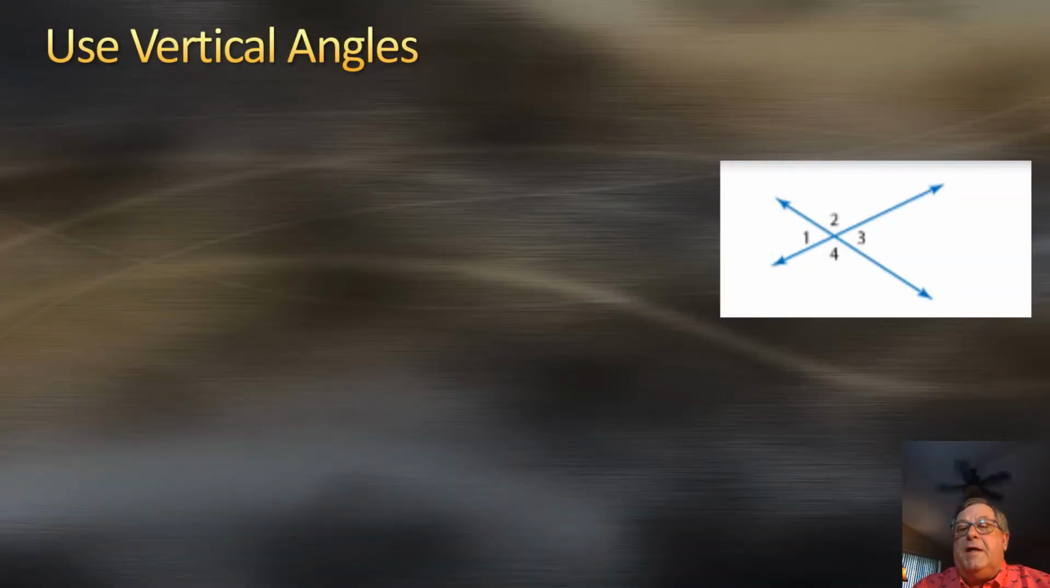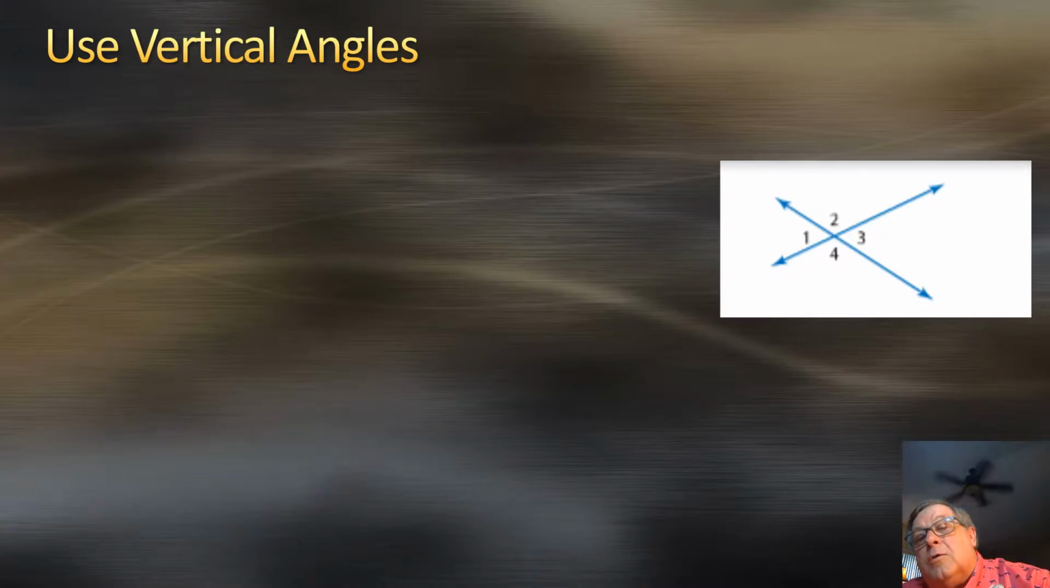We've been proving angle relationships, and we're going to now look at proving vertical angles, doing a proof with vertical angles. Now, if two lines intersect, the angles opposite each other are vertical angles, and they are congruent.